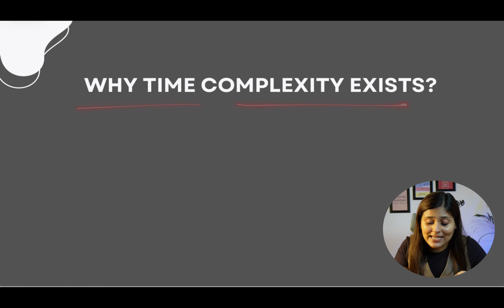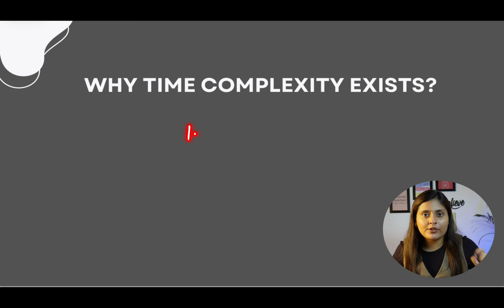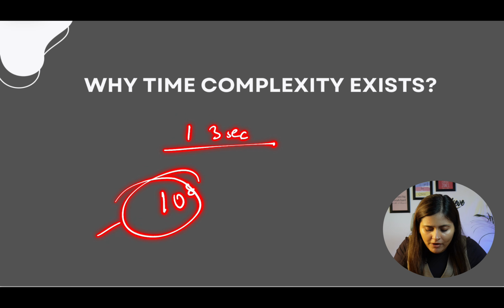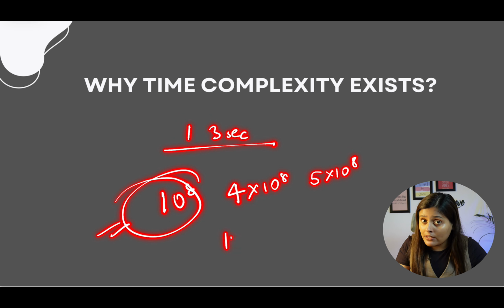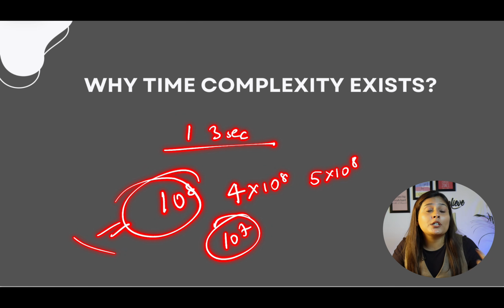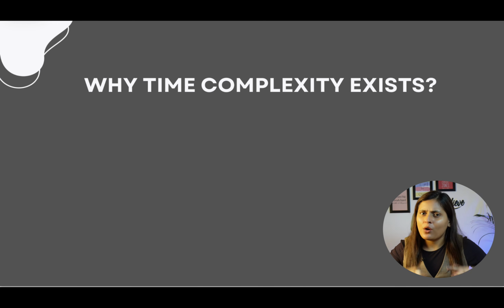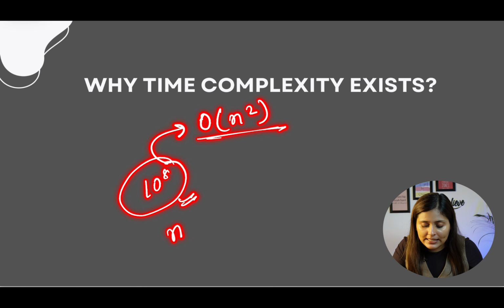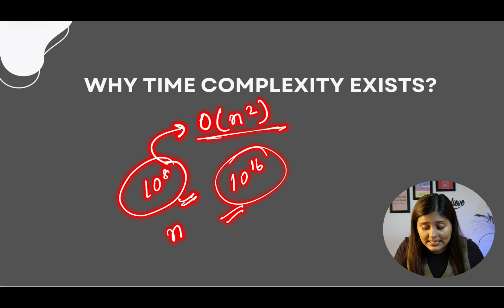Now the next question is, why does time complexity even exist? See, usually to run our code, 1 to 3 seconds is the allotted time, and in this approximately 10^8 operations can run. It can be more than that, suppose 4 into 10^8 or 5 into 10^8, and sometimes even less, suppose 10^7. Depending on the logic, this number might vary, but whenever our input is 10^8 and our time complexity is, let's say, O of n square, then if n is 10^8, n square will become 10^16, and we know that it is not possible to run 10^16 operations in the given 1 to 3 seconds.